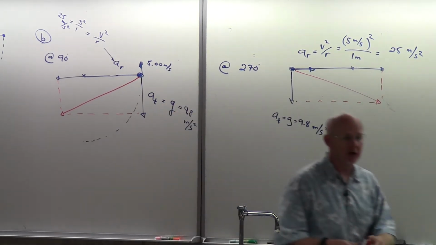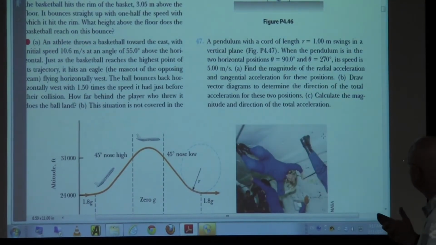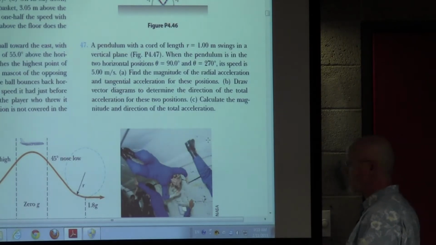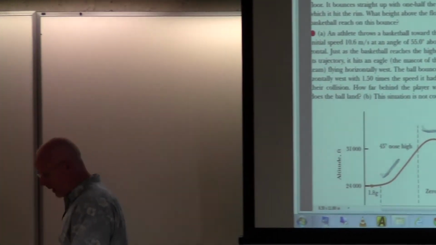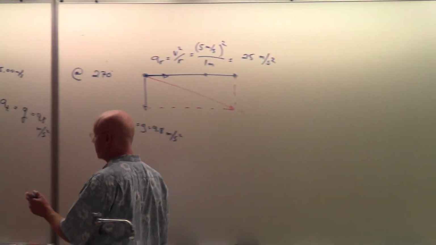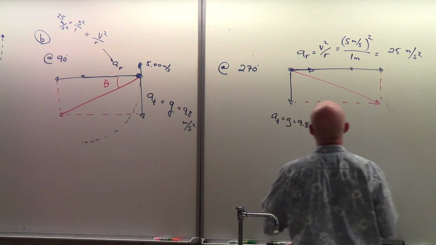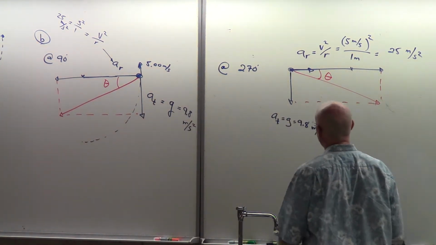Okay, now I think I finished B. Let me read it again here. B. Draw the vector diagram to determine the direction of the total acceleration. Well, it says to determine the direction, so I guess I'm not done. Let's get that direction. I think they want to know an angle in here. Now, fortunately, it's the same geometry, and so whatever angle I get, say, there from the horizontal would be the same angle I would get there from the horizontal.